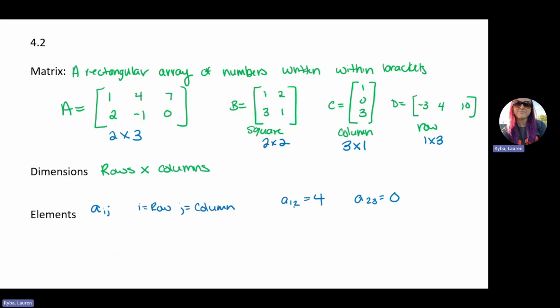A12 means row 1, column 2. So this is row 1, this is row 2. Column 1, column 2, column 3. So row 1, column 2 is right here. So this would be 1,1, 1,2, 1,3. 2,1, 2,2, 2,3. And then there's another row, 3,1, 3,2, 3,3. Gotcha.